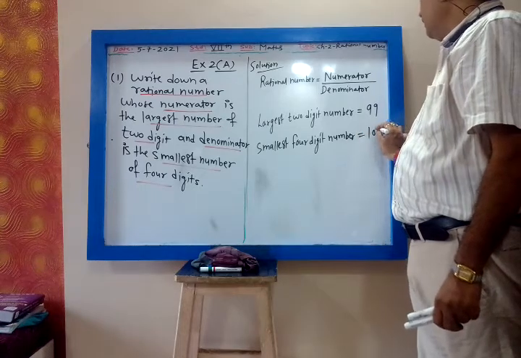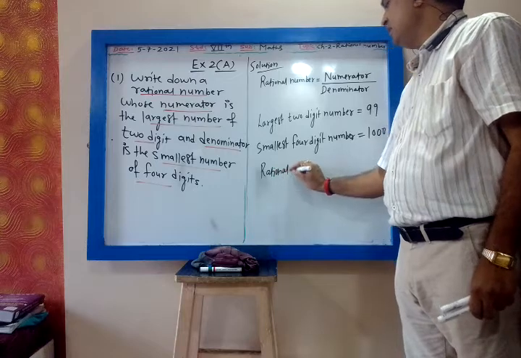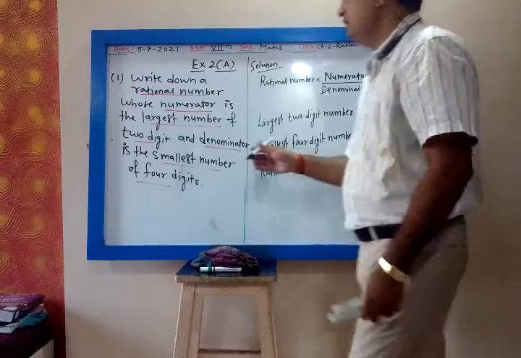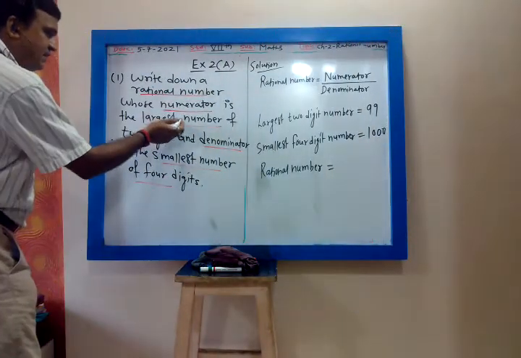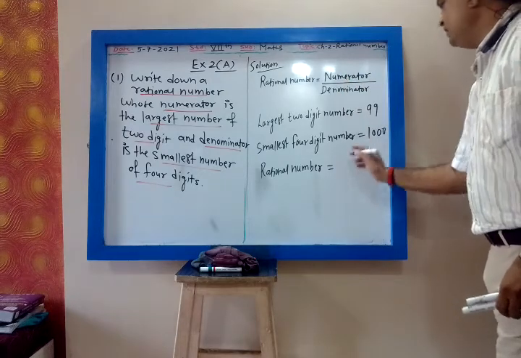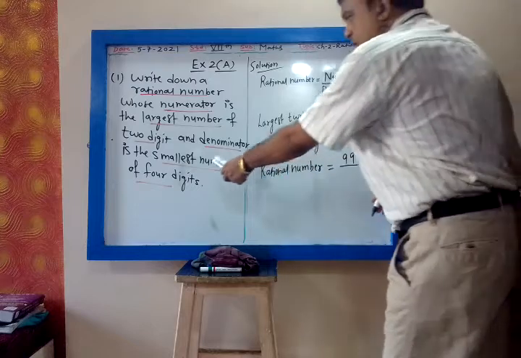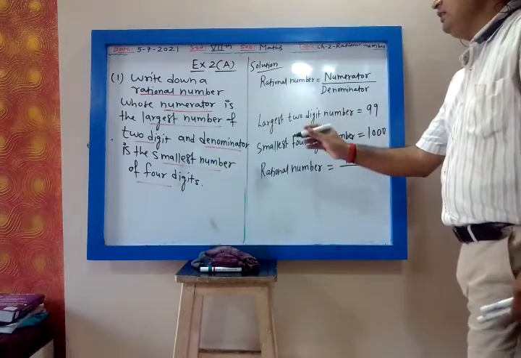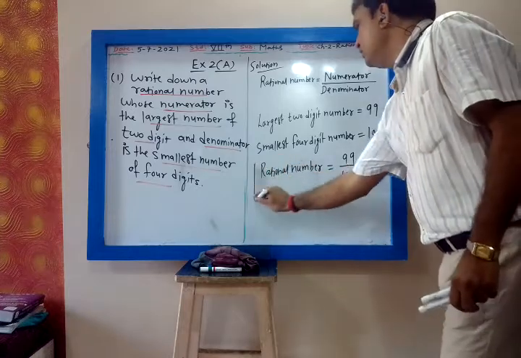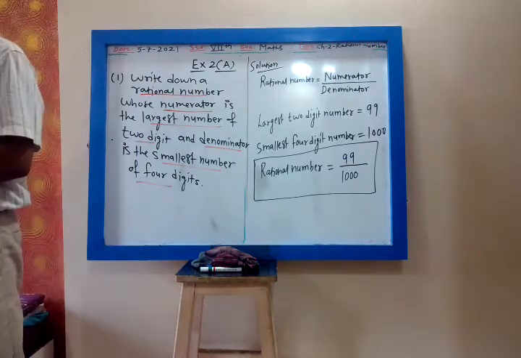Okay. So now we write the rational number. What is my numerator? Numerator is the largest number of 2 digits, which is 99. So in the numerator place I will write 99 upon denominator. Denominator is the smallest number of 4 digits, that is 1000. And 99 upon 1000 is my rational number.